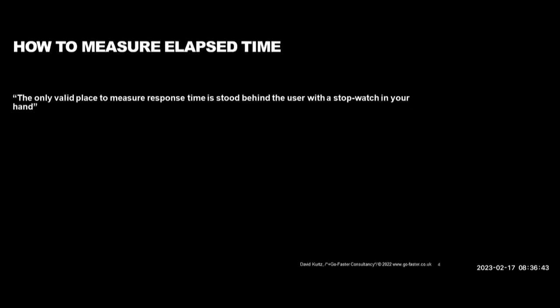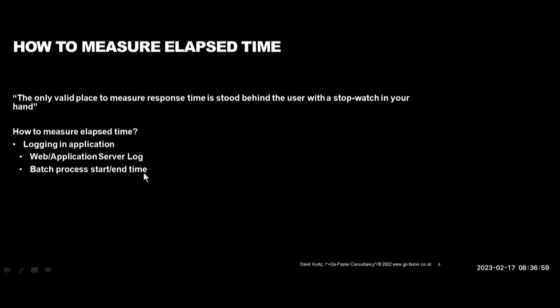How do you measure that time? Users will say the system is slow. What they mean is it took a long time. So how do you measure that time? And we used to say, the only place to measure time is stood behind the user with a stopwatch in your hand. Not terribly easy to do in the real world.